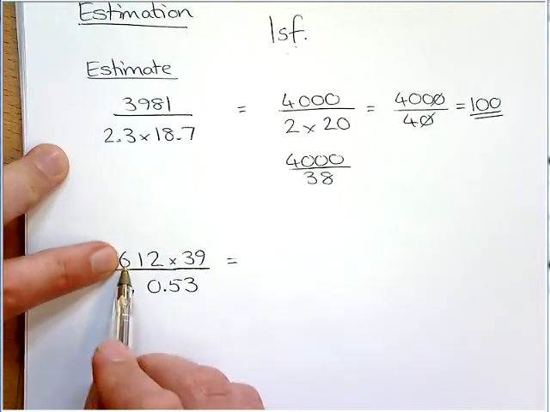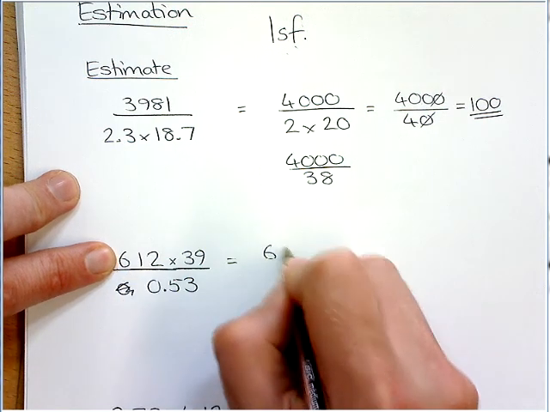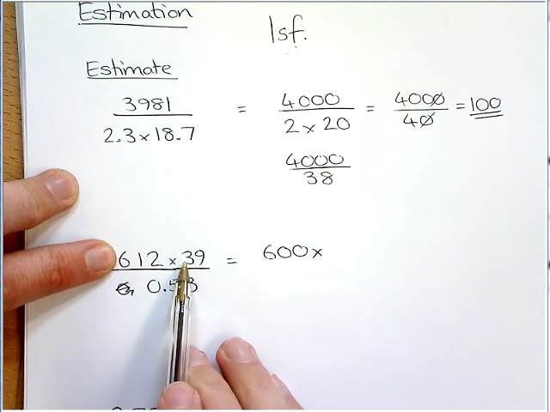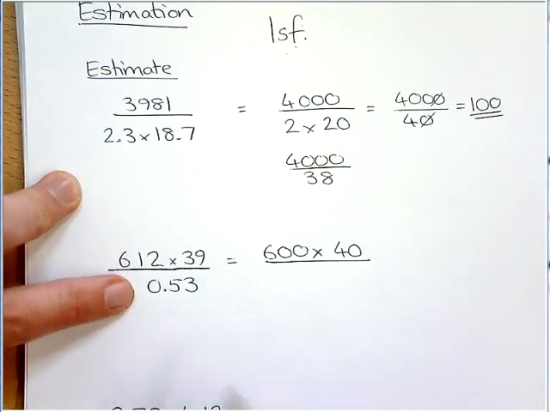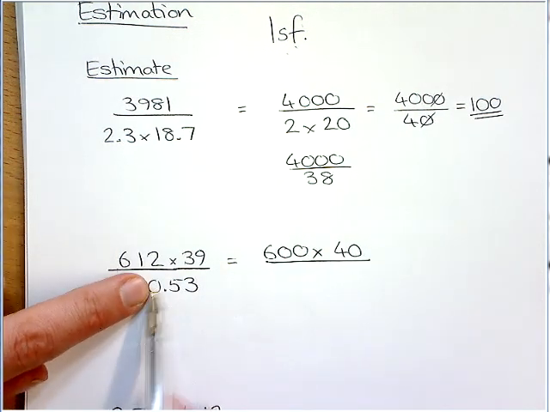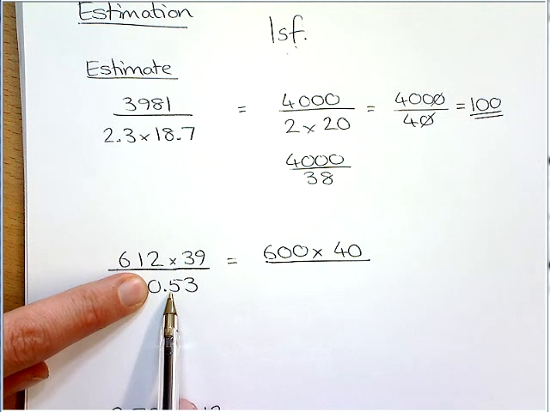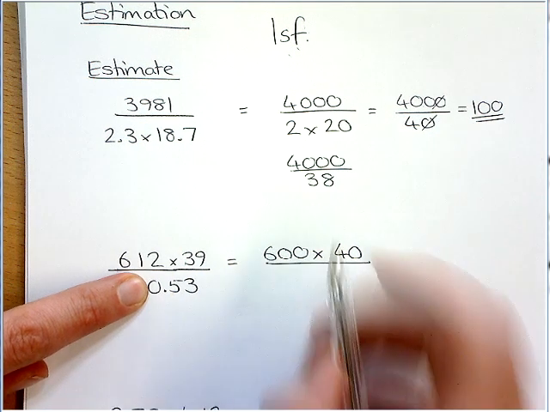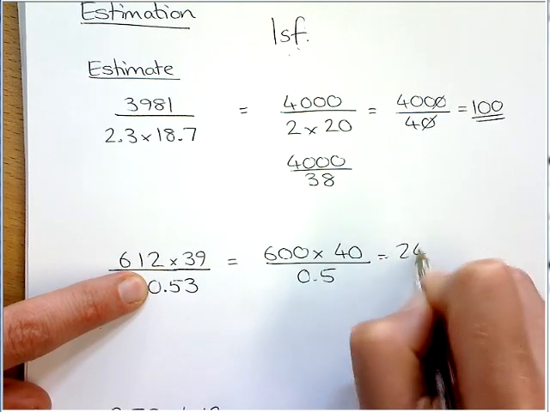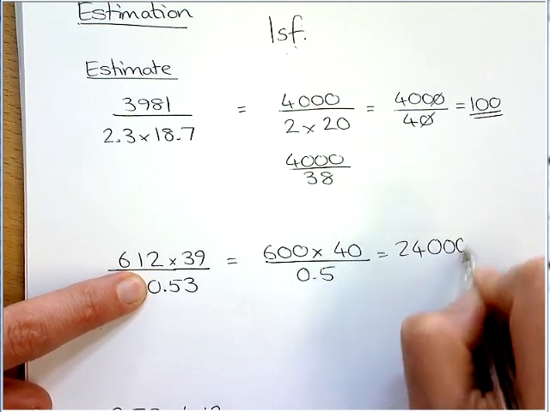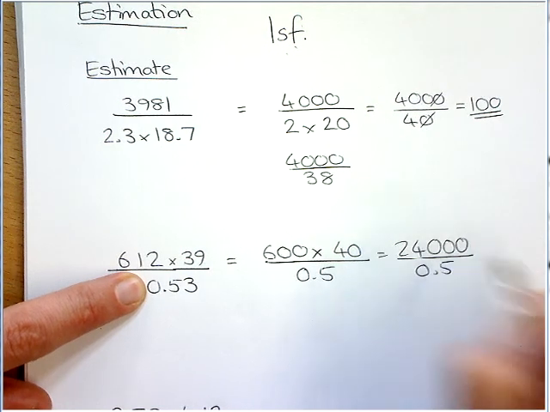So 6 is significant, 1 rounds down, 600. 3 is significant, 9 rounds up. And this time, 0 is not significant, so the first significant figure is 5. And that rounds it down, so that's 0.5. So let's tidy up. 6 4s are 24, 3 zeros, and we're dividing that by 0.5.